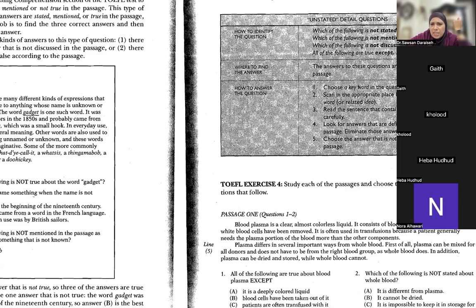Read the sentence that contains the keyword or idea carefully. Look for answers. We read the keyword. Then look for answers that are definitely true. We look for the correct ones. And then we eliminate those answers. We put them aside, because they are correct, and here we are looking for the wrong one. Choose the answer that is not true or not discussed in the passage. Then we choose the incorrect sentence, or the one that doesn't fit the requirement. All right? Because it's not mentioned either. So it could be this or that, either wrong or not mentioned.